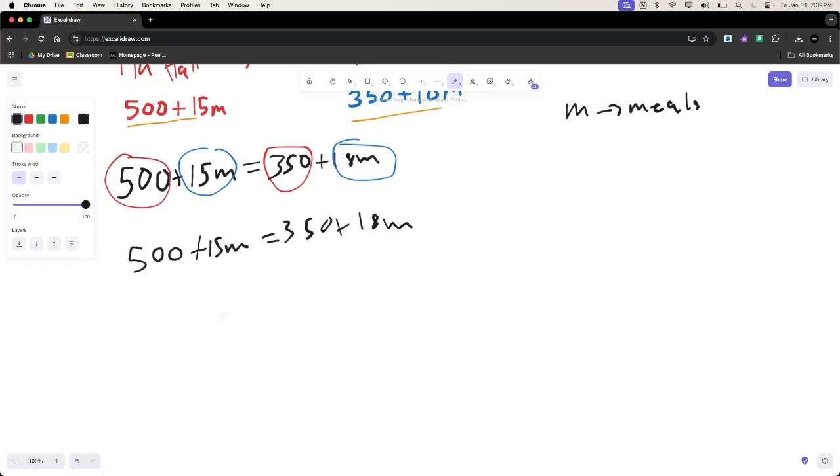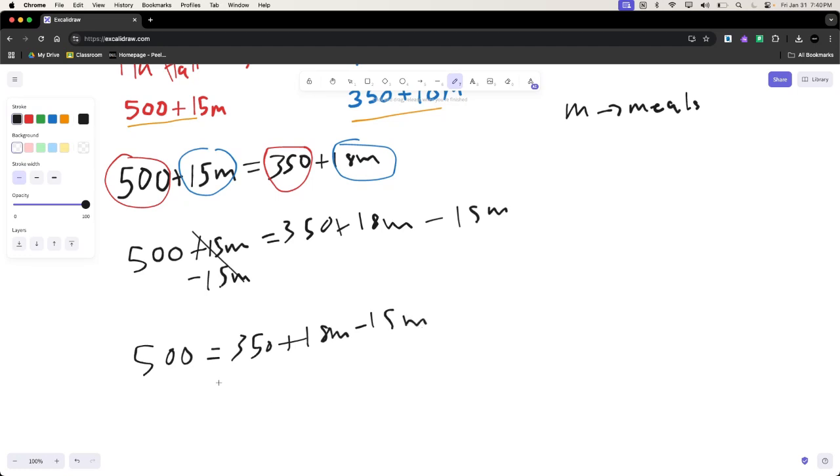And so what I'm going to do is go ahead and subtract. Let's actually subtract this. I'm going to subtract 15m, and since I did that, I have to subtract it here. This way, this cancels out. So we just have 500, which equals 350 plus 18m minus 15m.